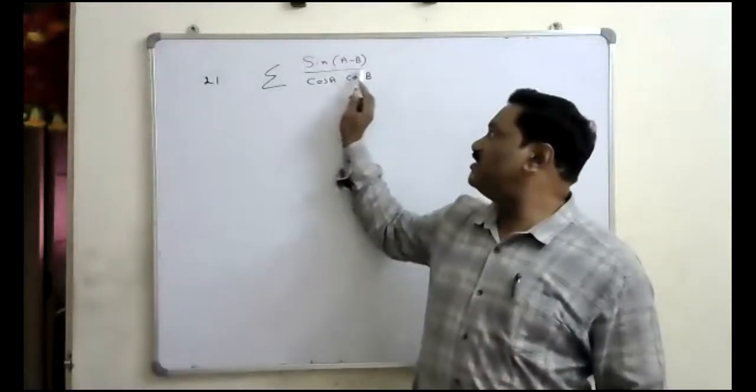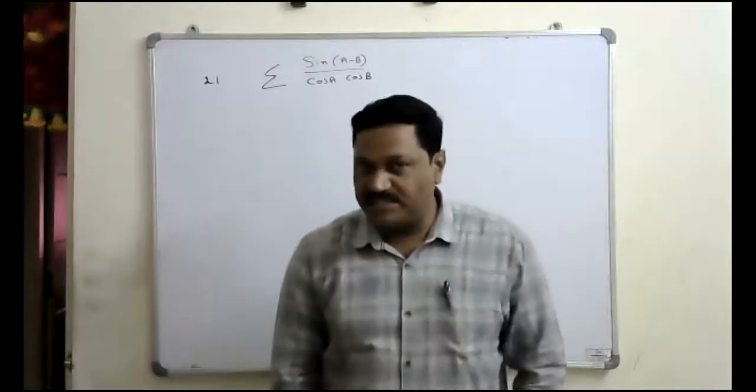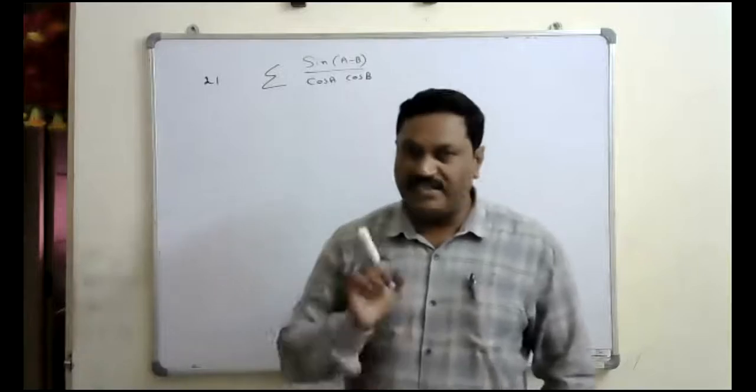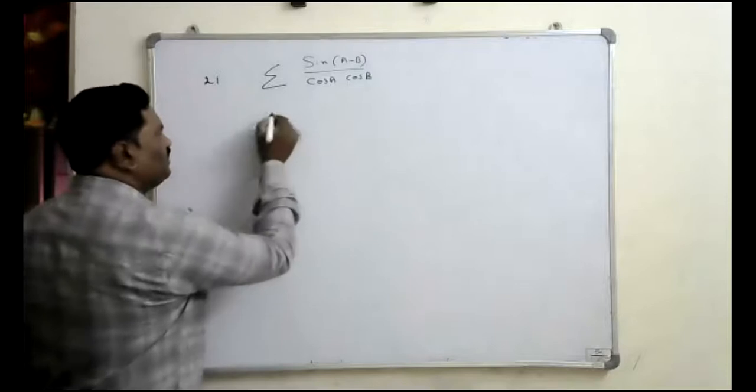Here the angles are A minus B, that is the first term, plus the second term, the angles will have B and C, that is B minus C will be there, plus the third term, C minus A will be there in general. Okay, so that's fine. To simplify this, what we will do is it is sigma.